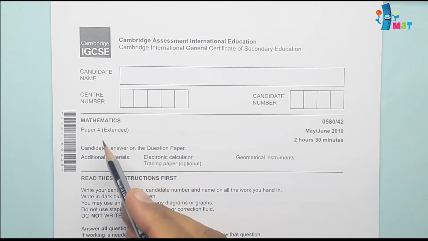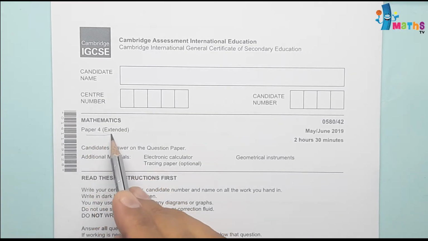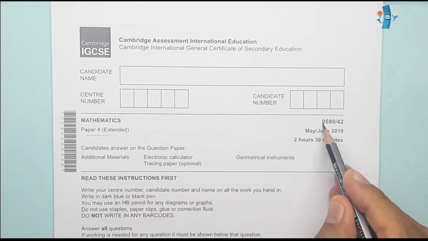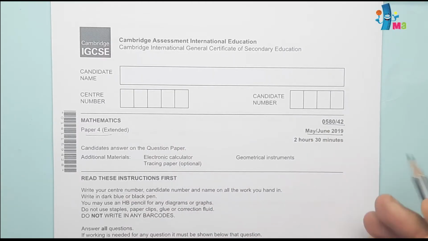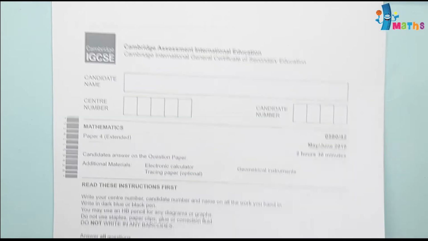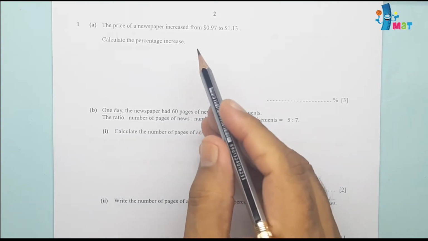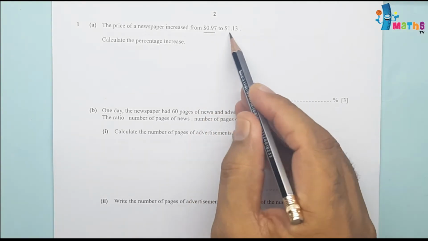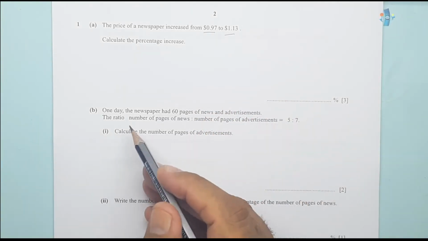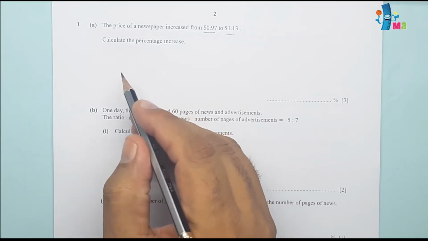Today we will be going through IGCSE Maths paper 4 extended 0580/42, May-June 2019. Let us go through question number 1A. The price of a newspaper increased from $0.97 to $1.13. Calculate the percentage increase.